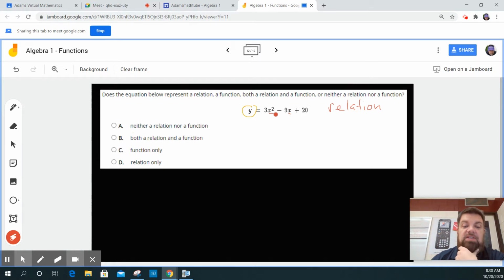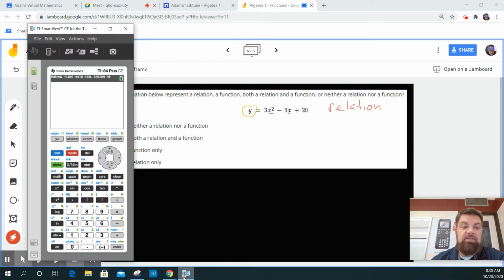But the easiest way to determine if it's a function is to graph it. So if I go into my graphing calculator and hit y equals and enter in the equation 3x squared minus 9x plus 20 and graph it, I can look at the function and do the vertical line test. But Mr. Adams happens to know that this has a y-intercept at 20.